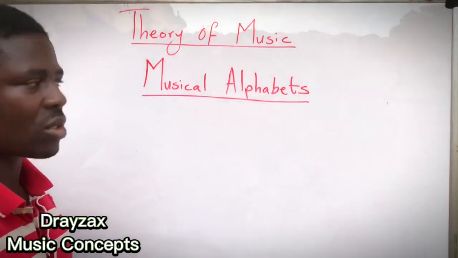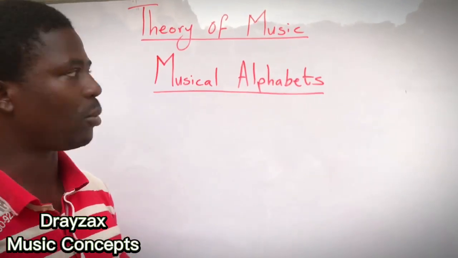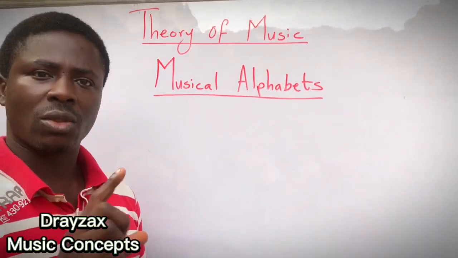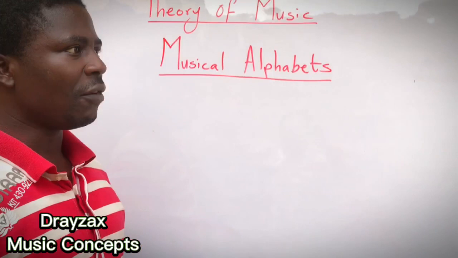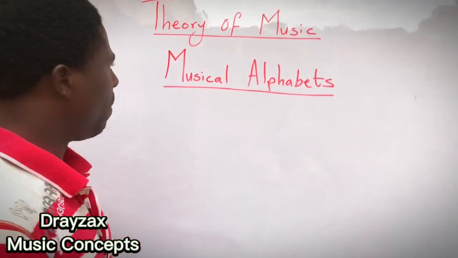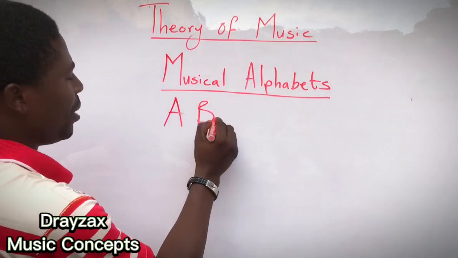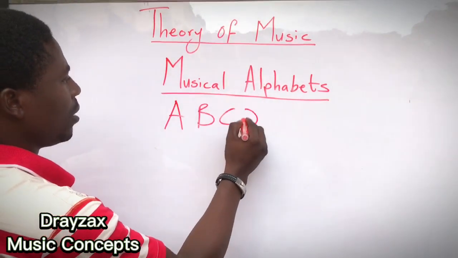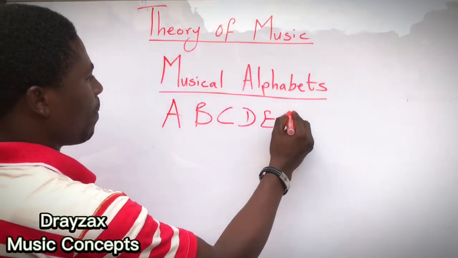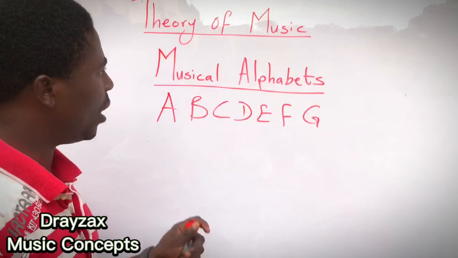So we'll be looking at the musical alphabet. In English, we have 26 letters, but in music, we are using just 7 letters. The first 7 letters in English are the letters we use in music. Which are A, B, C, D, E, F, and G. These are the letters we use in music.